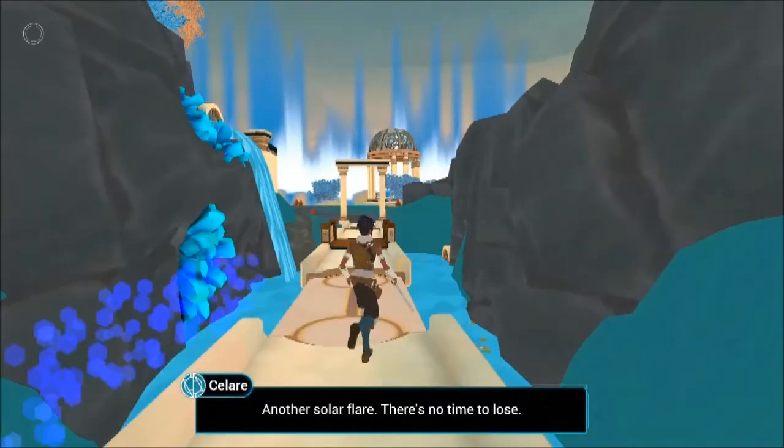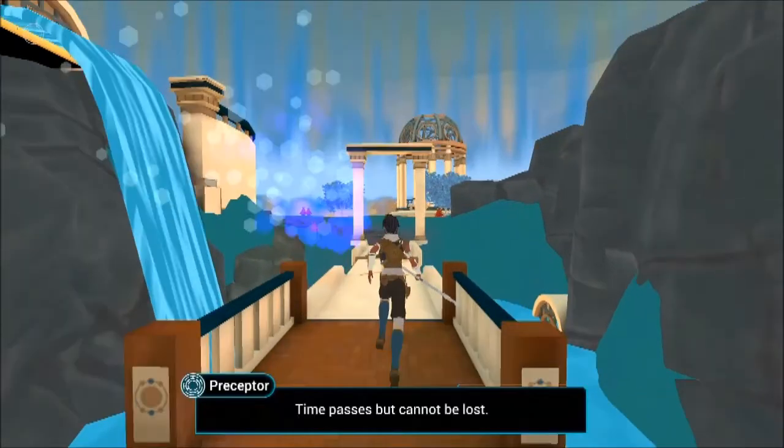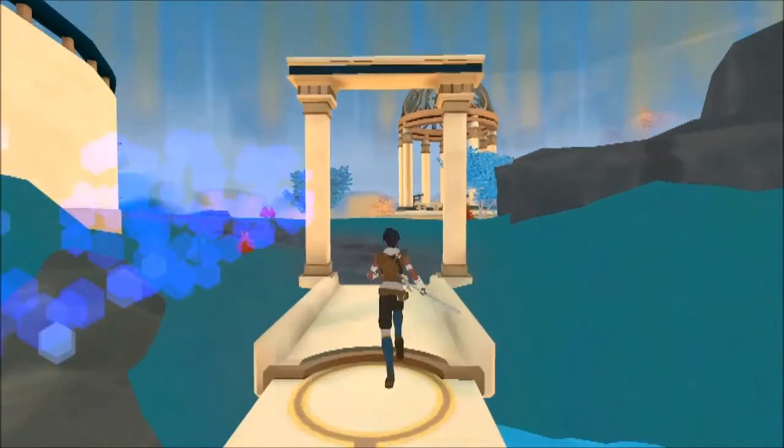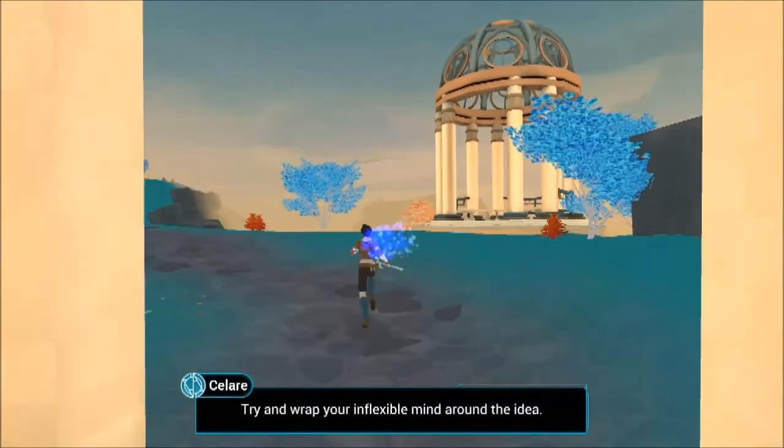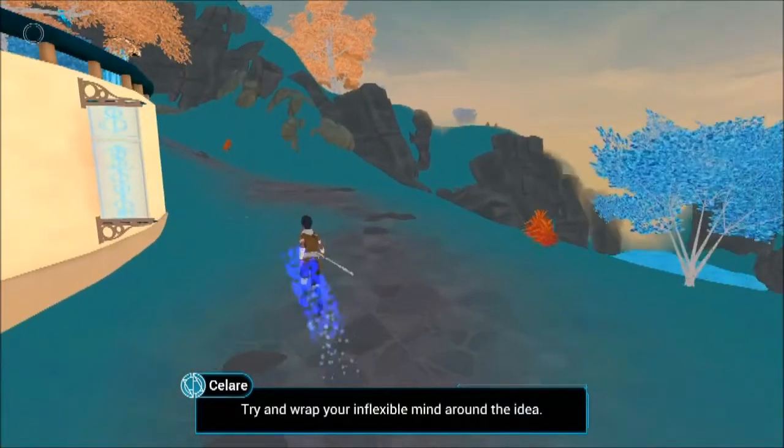Another solar flare. There's no time to lose. Time passes. It cannot be lost. A metaphor, Preceptor? Try and wrap your flexible mind around the idea.